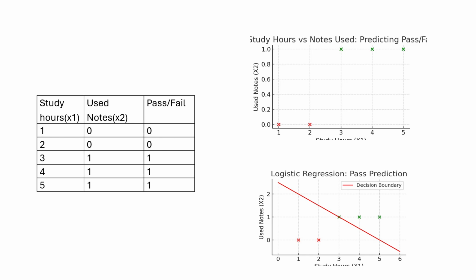So we created a table. Study hours are 1, 2, 3, 4, 5, totally 5 hours, with a minimum of 1 hour and a maximum of 5 hours. For the number of hours he has studied, we are going to predict whether he is pass or fail.